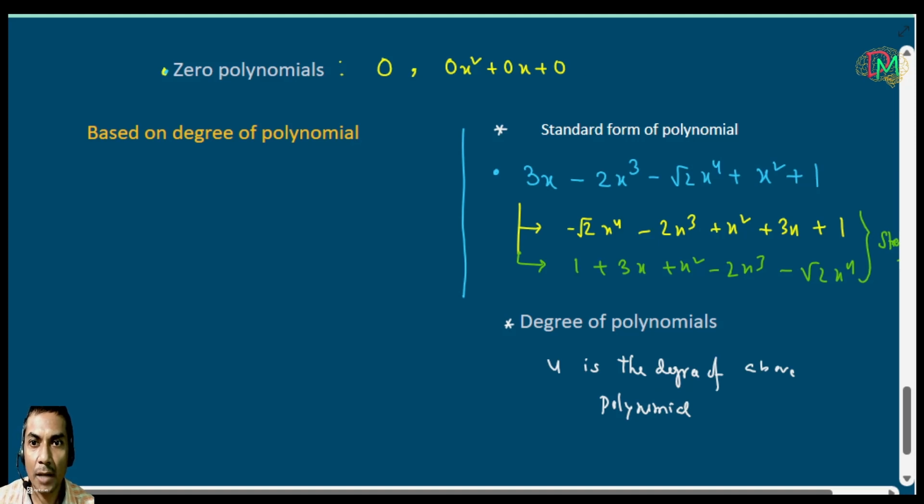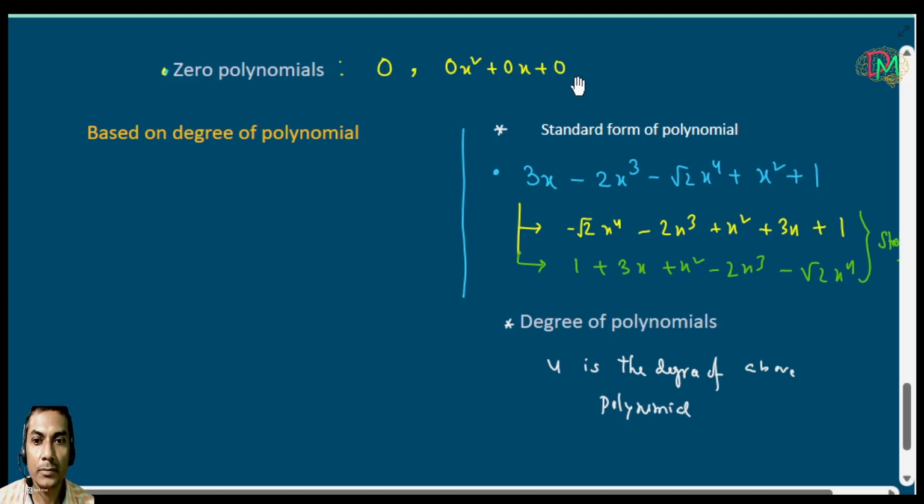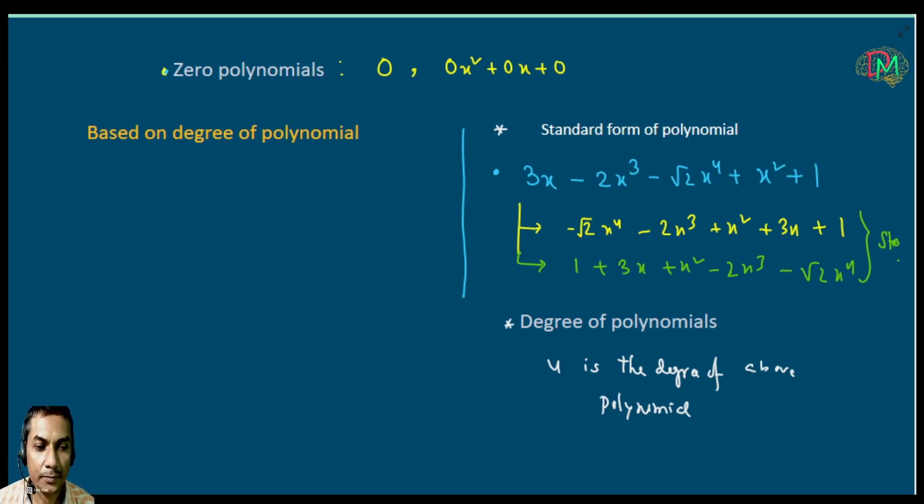Means you have to find out what is the highest power of the variable, that is x to the power 4. So the degree of this polynomial is actually 4. Clear? Okay. Now we get an idea of the standard form as well as the degree of the polynomial.